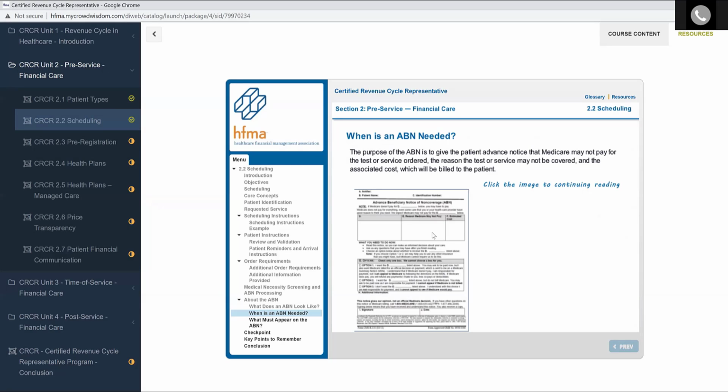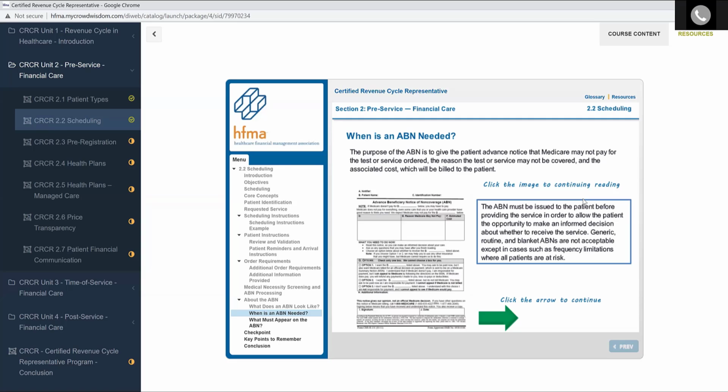Now, most of the time it's medical necessity, but you do have to tell them the reason the test is not covered. Right. And it must be issued to the patient before providing the service, to give the patient an opportunity to make an informed decision about whether to receive the service or not. So you can't have the patient sign it afterwards, because it needs to be done before they are there for the service. Generic, routine, and blanket ABNs are not acceptable.